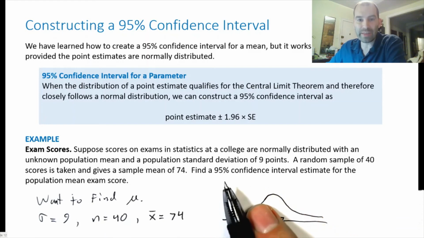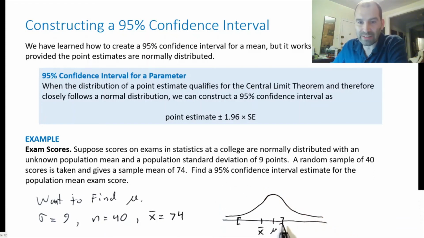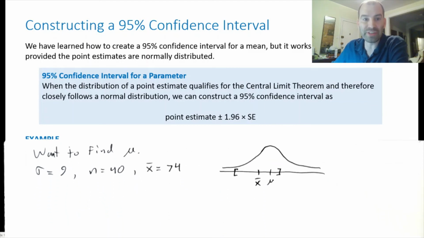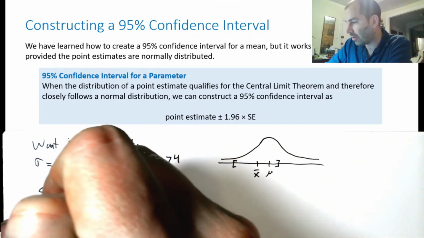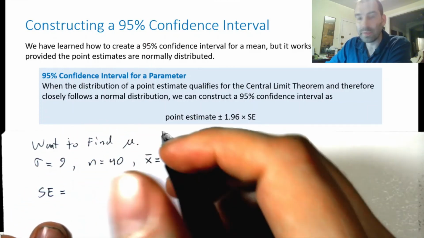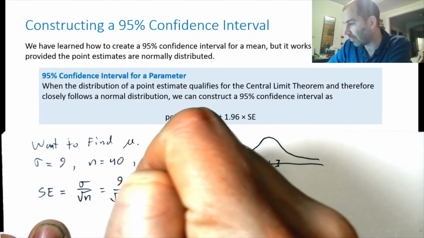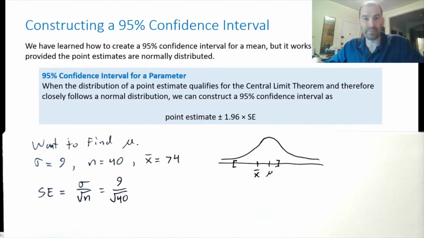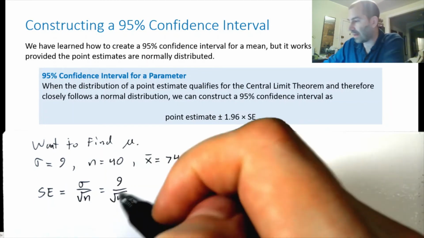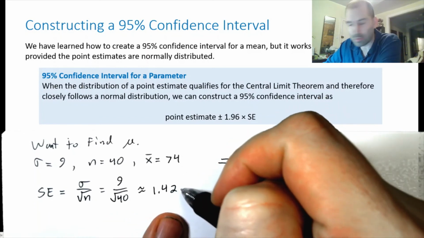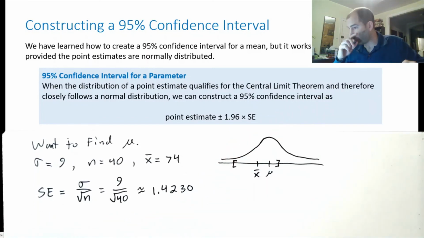So how do we get that confidence interval? I'm going to go 1.96 standard errors to the right, that's going to get me this value, and 1.96 standard errors to the left, that's going to give me that one. How do I get the standard error? Well, remember, according to the central limit theorem, the standard error is sigma divided by the square root of n. So that is 9 divided by the square root of 40. That is approximately 1.42. Let's go to 4 decimal places just to be safe: 1.4230.